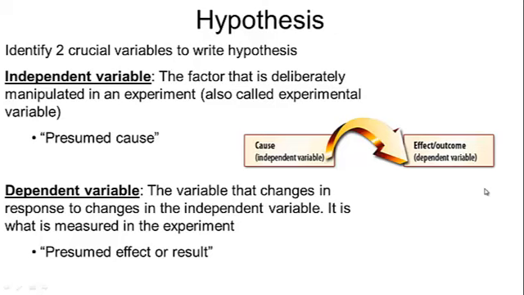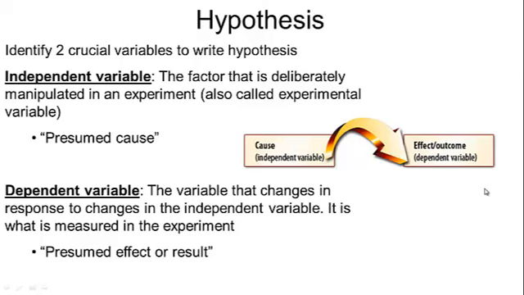A couple things to think about here. One, the independent variable is oftentimes simply referred to as the experimental variable. For our purposes, we really want you to work with independent variable. It's the factor that you manipulate. Think about it this way: it's what I change, if I'm the scientist. I, independent.